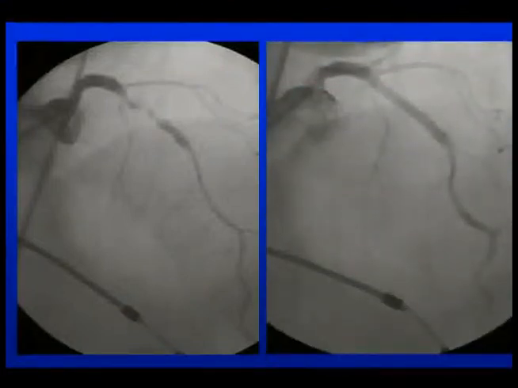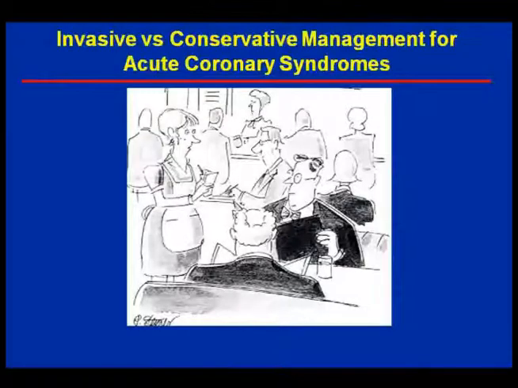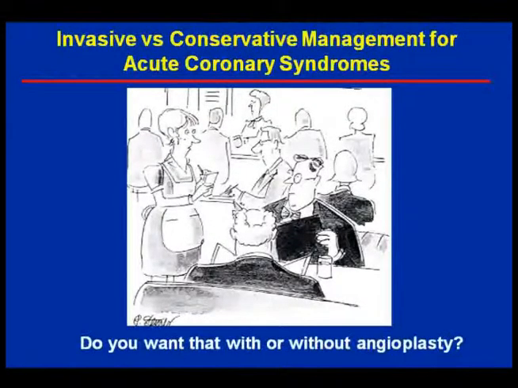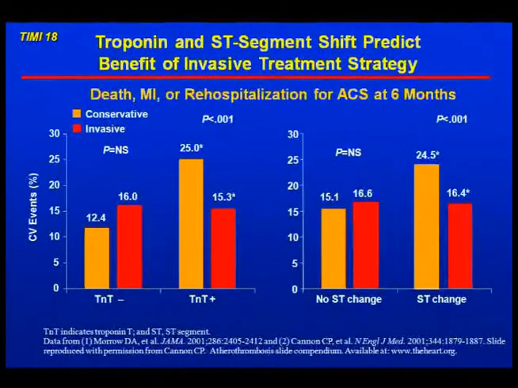So here's an angiogram of a patient with an acute coronary syndrome. This is a left anterior descending coronary artery, nearly totally occluded. Here's what we can accomplish by putting a stent in. It's a pretty picture. The question, of course, is do you want that with or without an angioplasty? So how do I answer that question? I'll answer it in a couple of slides, although you could take a half hour to talk about it.